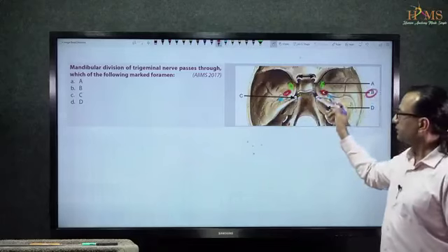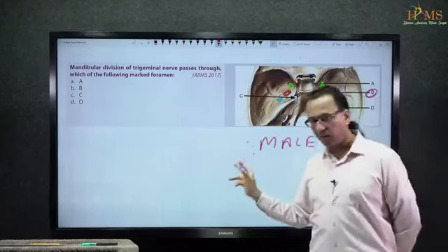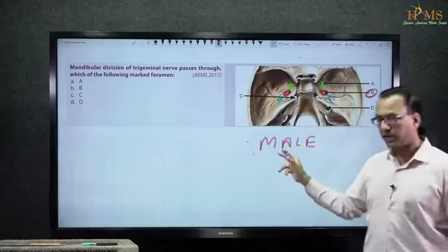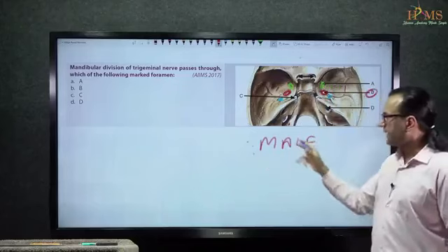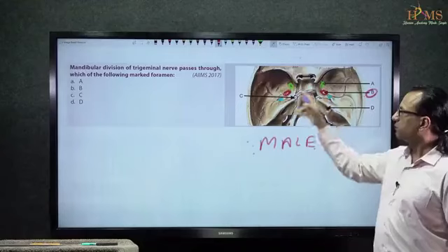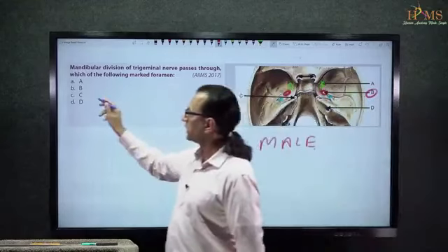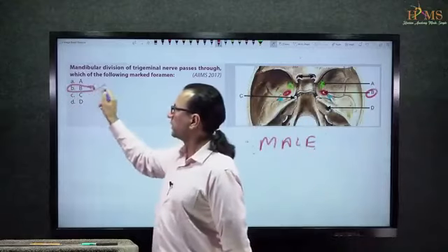Not only the mandibular nerve, but the MALE structures will be passing through the foramen ovale. M for the mandibular nerve, A for the accessory meningeal artery, L for the lesser petrosal nerve, and E for the emissary veins. So MALE structures pass through the foramen ovale, that is marker number B, and that is our question asking about the mandibular division of the trigeminal nerve. So marker B should be our answer.